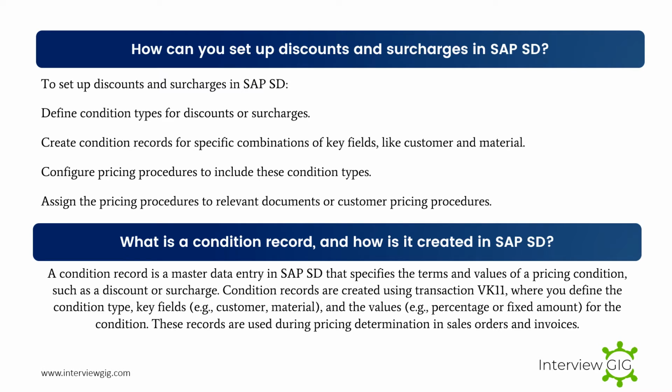What is a condition record, and how is it created in SAP SD? A condition record is a master data entry in SAP SD that specifies the terms and values of a pricing condition, such as a discount or surcharge. Condition records are created using transaction VK11, where you define the condition type, key fields, for example customer and material, and the values, for example percentage or fixed amount, for the condition. These records are used during pricing determination in sales orders and invoices.